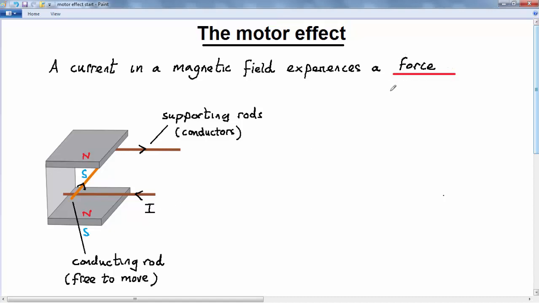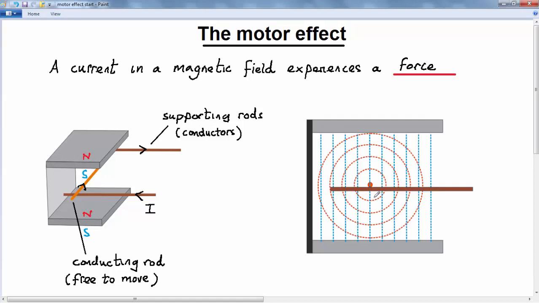This force results from the fact that the magnetic field between the two magnets interacts with the magnetic field produced by the current flowing in the conducting rods. And this force will either push the rod to the right or to the left, depending on the direction of the current that's flowing and depending on the poles of the magnet. So let's first of all have a look at the magnetic fields produced by this setup to understand what will happen next.